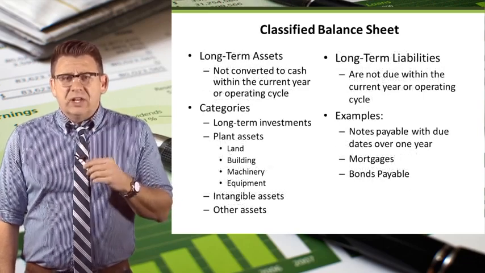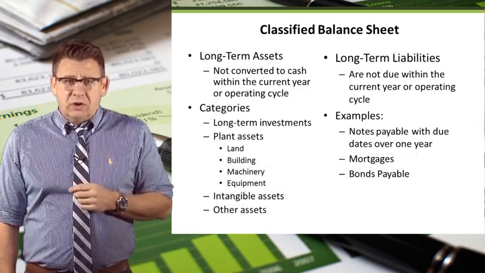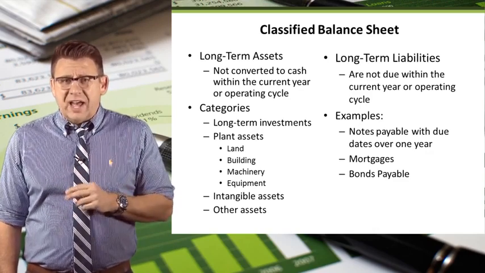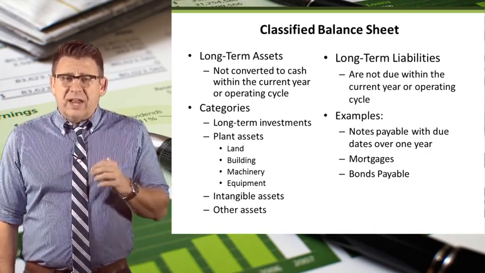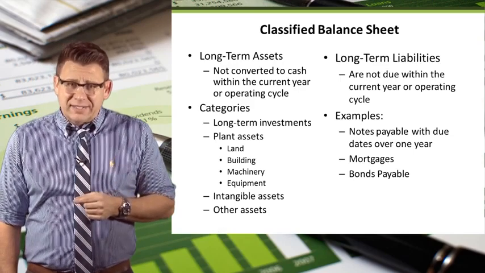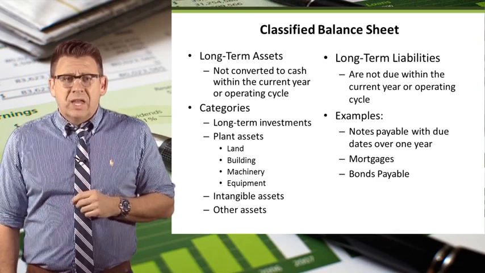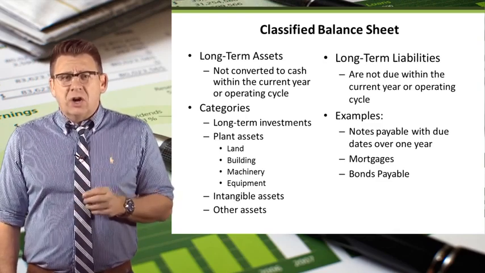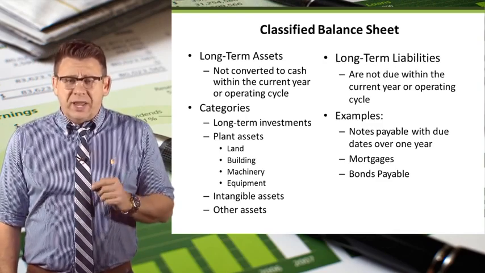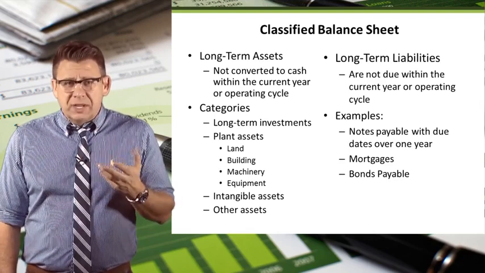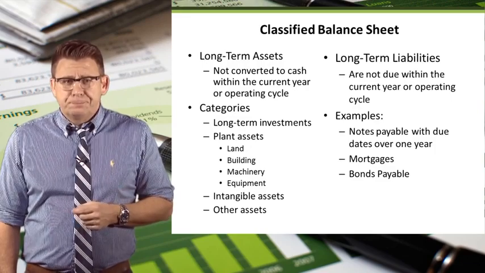Assets which have useful lives longer than 1 year or will require more than 1 year to be turned to cash or sold are classified as long-term assets, or sometimes called non-current assets. Liabilities which take longer than 1 year to pay off are classified as long-term liabilities, or sometimes called long-term debt.